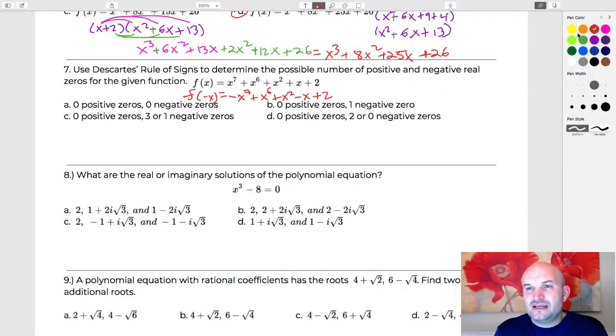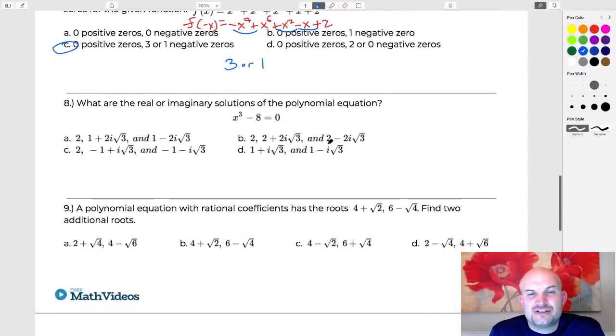So now we've got to count the changes. We go from negative to positive, which is one change. Positive to negative is another change, and then negative to positive is a third change. But remember, Descartes' rule of signs says it's 3 or minus an even number, so 3 or 1. And you can see here the answer is C.